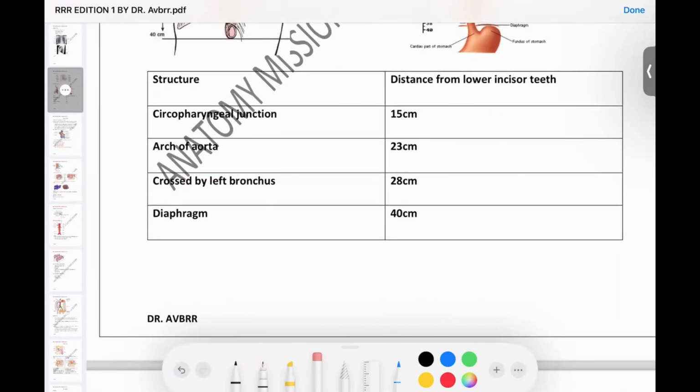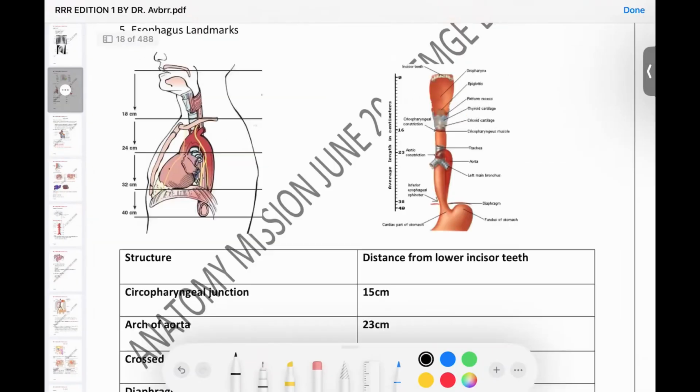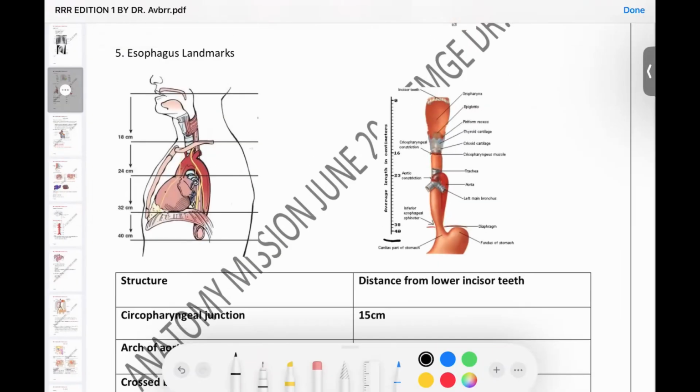So we have covered some of the points in the tribular PDF also. Please go through it once. One more important point is your esophagus structure. For example, here you can see this is the esophagus structure. Almost it consists of 40 centimeters.